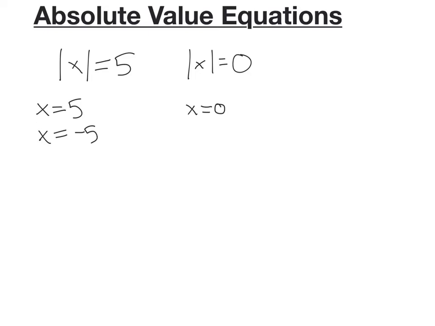We also saw an instance where the absolute value of x was equal to a negative number, like negative 7, right? And we said in this case there were no solutions because the absolute value can never be a negative number. Absolute value is a measure of distance, and you can't have negative distance.